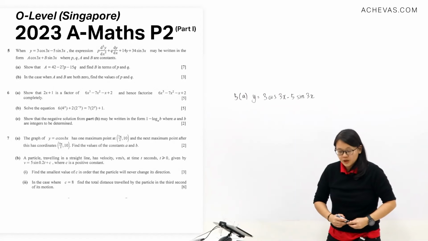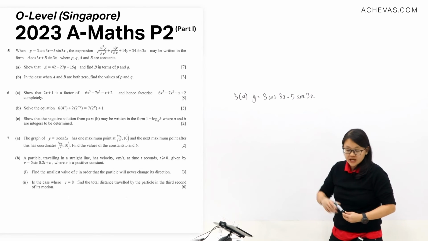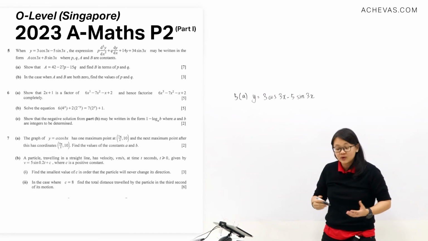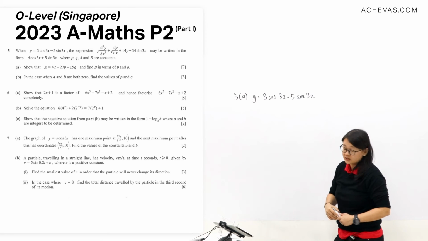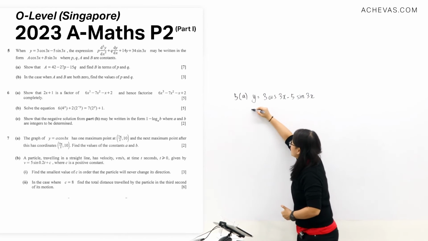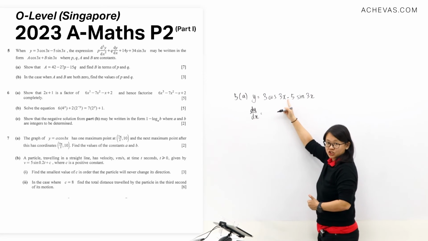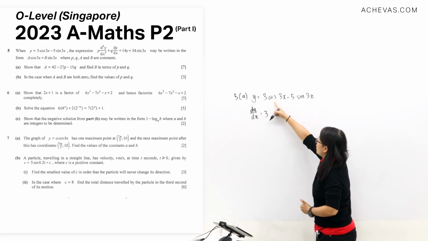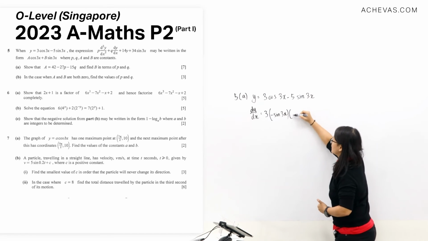Question 5. When y equals 3 cos 3x minus 5 sin 3x, the expression may be written in the form of a cos 3x plus b sin 3x, where p, q, a, and b are constants. Now we're going to first find the first derivative and second derivative from this function here. Let's do a differentiation. So this is split by a subtraction, so we're going to differentiate them separately. The constant is going to leave it alone. Differentiating cos 3x, I'll be getting a negative sin 3x. And chain rule, differentiating 3x, I'll be getting a 3.